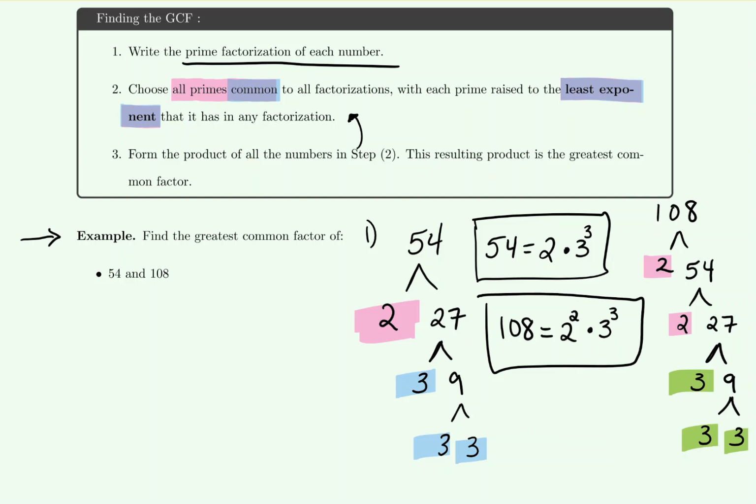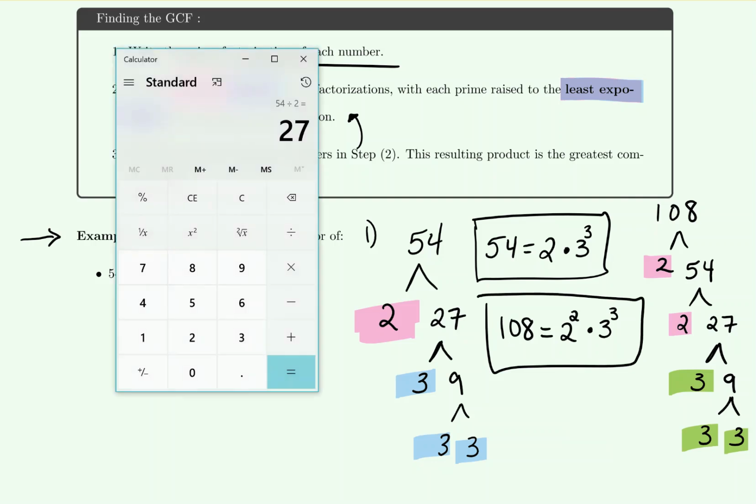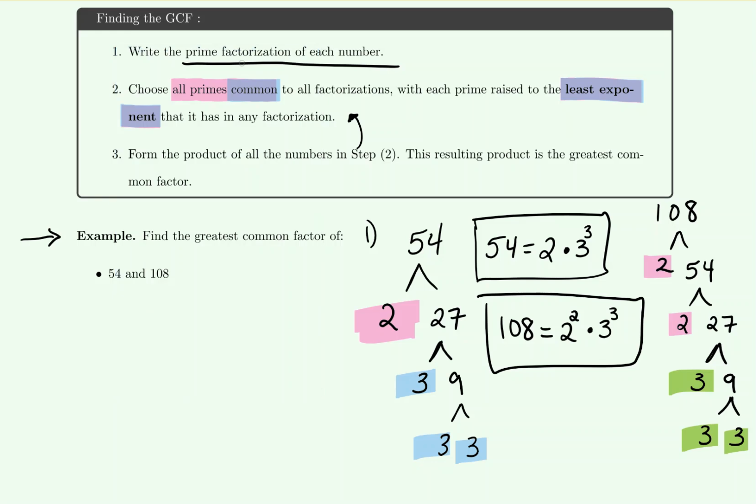And a way that you can know if your work is correct, so for instance for 54, 2 times 3 times 3 times 3 is 54, so 2 times 3 cubed is 54. For 108, 2 times 2 times 3 times 3 times 3 is 108. So we know these are the correct prime factorizations. We're done with step 1.